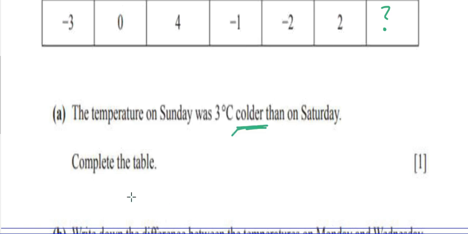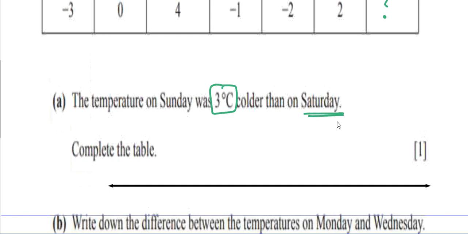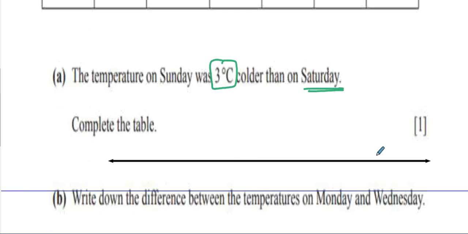We pick up the number line, put it over here, and then the question says the temperature on Sunday was 3 degrees centigrade colder than the temperature on Saturday. Let us first check: the temperature on Saturday was 2 degrees centigrade. Now, 3 degrees colder than means the temperature is falling.